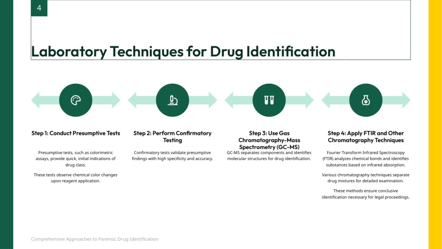First, we start with presumptive tests. These are quick and simple colorimetric assays that give us an initial idea of the drug class by observing color changes when specific reagents are applied. While they're useful for rapid screening, they're not definitive. That's where confirmatory testing comes in. Confirmatory tests provide a highly specific and accurate validation of the initial results, ensuring we have reliable identification.